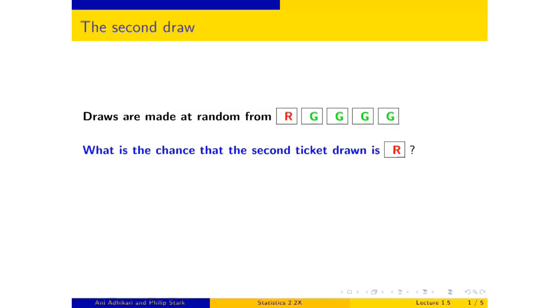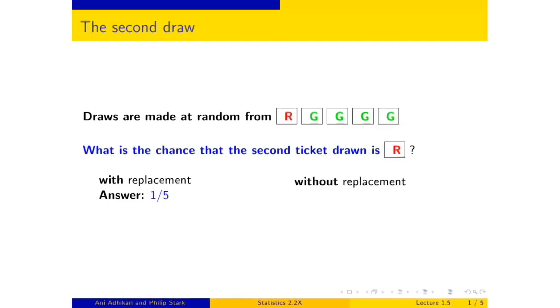Now, before you can answer that, I do have to tell you exactly how I'm drawing. Yes, I'm shuffling and I'm drawing, and then what am I doing to that first ticket before I draw the second one? Am I throwing it back or not? Well, we'll do it both ways. With replacement, that is, I throw the ticket back and then draw the second one, well then what is the chance that the second ticket drawn is red? That's easy, because the second draw is from exactly the same box as the first draw was, and the answer is simply 1 in 5, and I'm done.